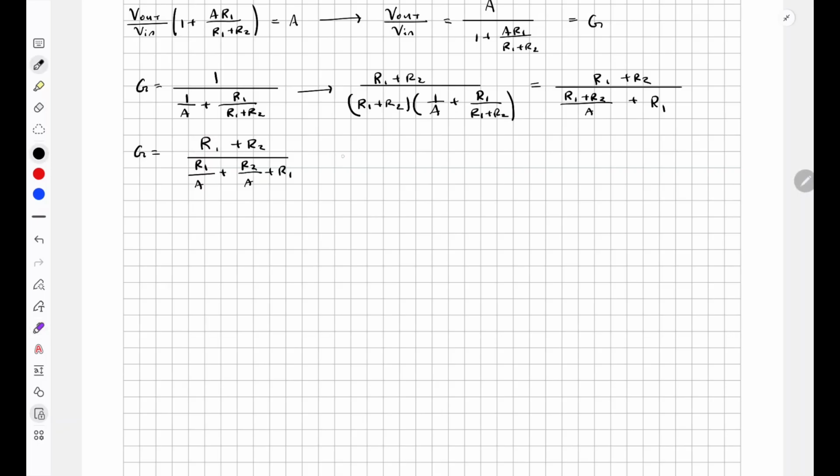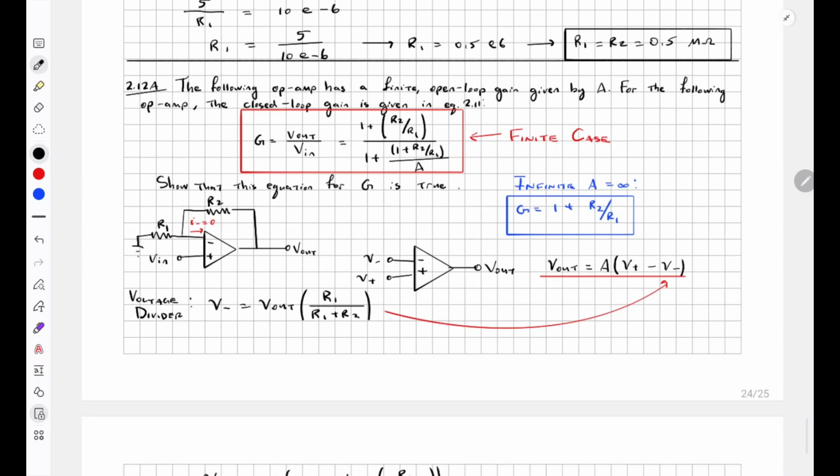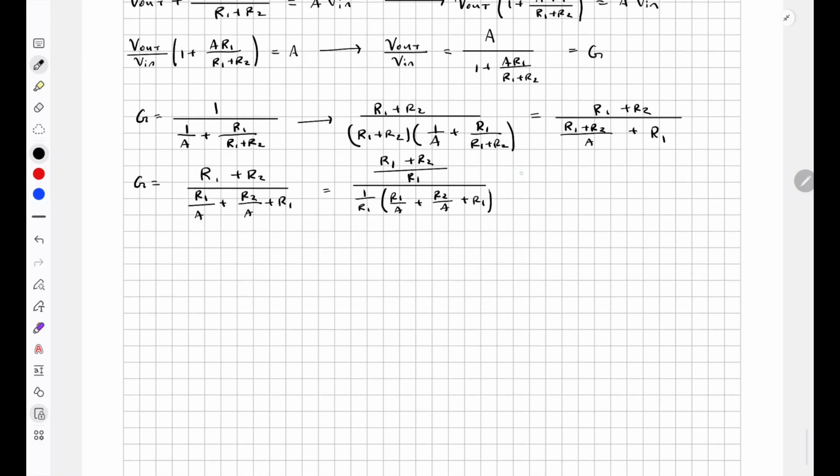So when you do that, you get R1 plus R2 divided by R1. Then now let's divide the denominator by R1: R1 divided by A plus R2 divided by A plus R1. So the numerator becomes R1 divided by R1, which is just 1, plus R2 divided by R1. So it becomes 1 plus R2 divided by R1.